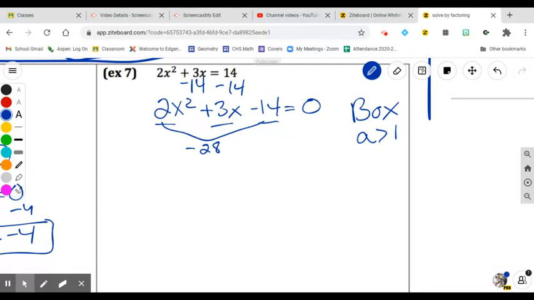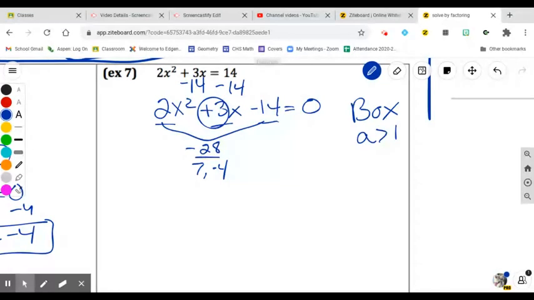And then from there, we have to think of numbers that multiply to negative 28 and add to 3. So go through your factors. One's going to be positive, one's going to be negative, because we want them to multiply to a negative and add to a positive. It ends up being 7 and negative 4.